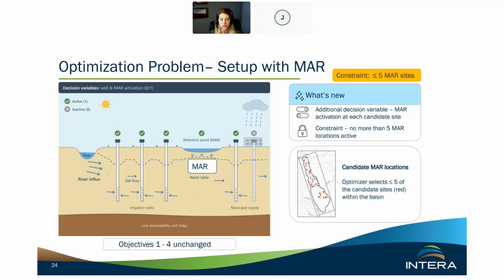So we started with these 30 candidate MAR sites. The only real requirement for setting up these MAR sites was they had to be within a few cells of one of these deferred permit pumping wells, and they couldn't overlap with another existing boundary condition. So we set up 30 candidate locations, and we set a constraint that no solutions should have more than 5 in any one of them. So again, just constraining that we've got these candidate locations. Now we're letting the optimizer select the 5 best locations that could maximize our deferred permit pumping activation while also minimizing our environmental impact.